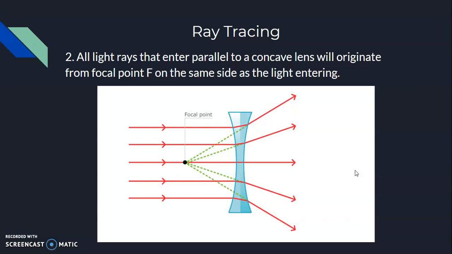Second, a ray entering parallel to a concave lens originates from the focal point F. In order to trace this ray, we can trace a line straight through the lens in accordance with the light ray diverging from the lens.